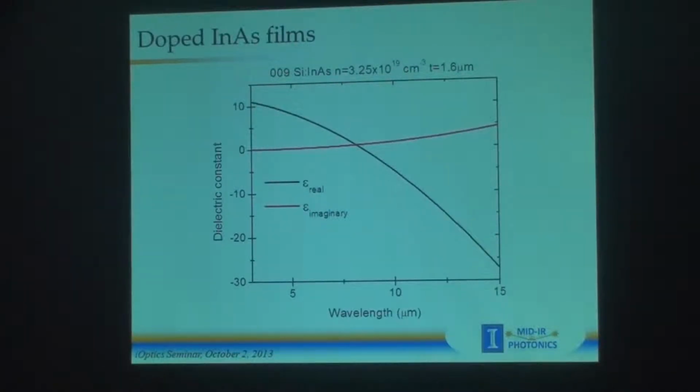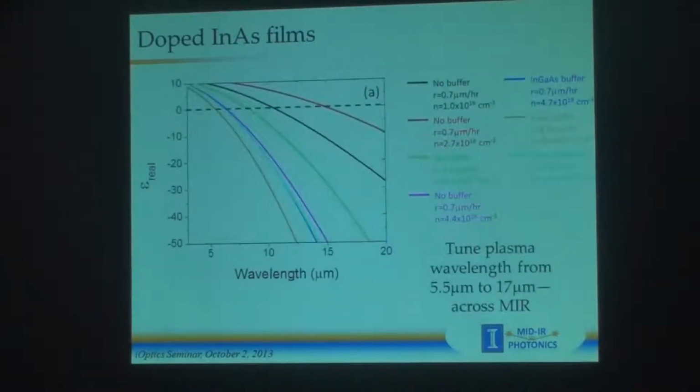Right? And what you see is that you can get both the real and the imaginary permittivity of the metal. And you can essentially determine where this material becomes metallic. And we can control that across a fairly wide range of wavelengths. This is for our indium arsenide structures. We can go from 17 down to about 5.5 microns. So the epsilon becomes negative.